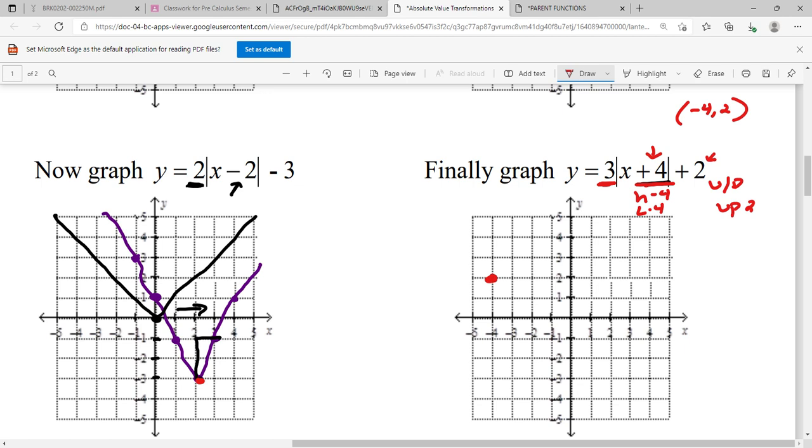All right, and then our slope here is going to be 3 over 1. That means we're going to be shrinking this down. So we're going to go up 3 over 1. So it's going to be like way over here.